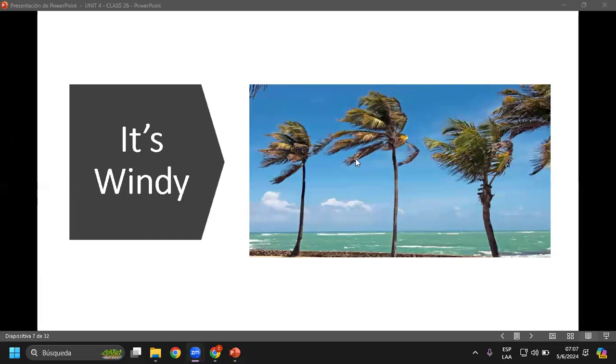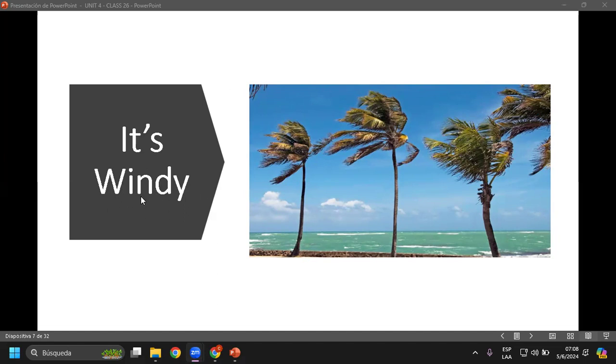It's windy. Look at the picture. I'm sorry, Roxana, there is a lot of interferences. I cannot understand what you said. So windy, what is that? Look at the picture. Look at the trees. What do you think? Fresco. It is fresh, but with a lot of wind.